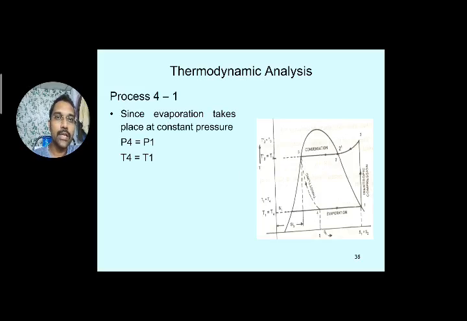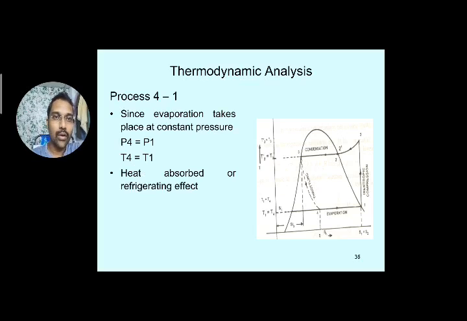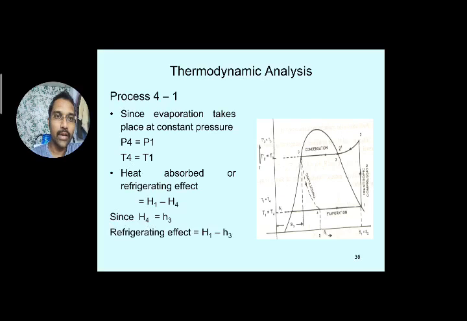Since evaporation takes place at constant pressure, the pressures are equal, P1 equal to P4, and temperature is equal, T1 equal to T4. You get the cooling effect, or refrigerating effect, during this process 4 to 1. So heat absorbed, or cooling effect, equals H1 minus H4. Since process 3 to 4 is isenthalpic, H4 equals H3. So you can write the refrigerating effect as H1 minus H3.